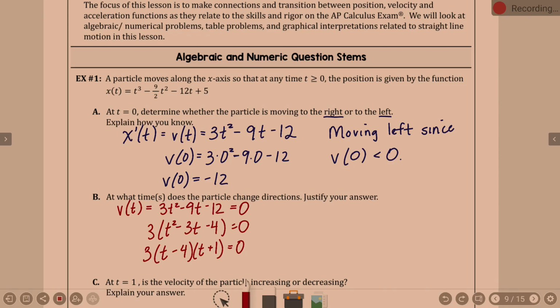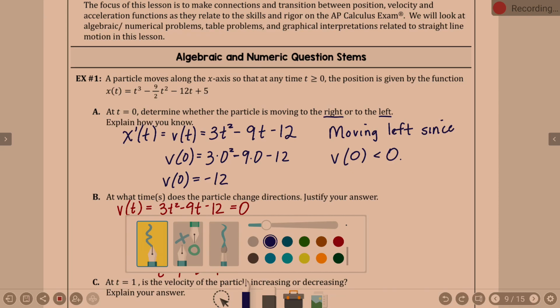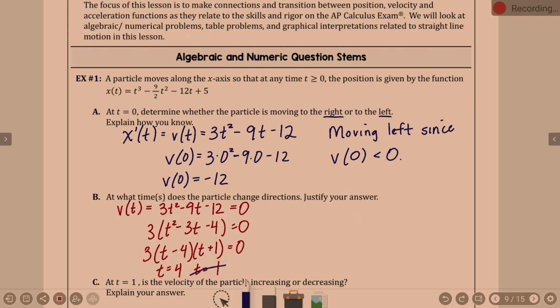Set each factor equal to 0, and what do we know? The particle changes directions at 4 seconds because you can't have a negative time. Okay. So we get t equals 4 and t equals negative 1. The t equals negative 1 does end up being a moot point because it is a negative, excuse me.